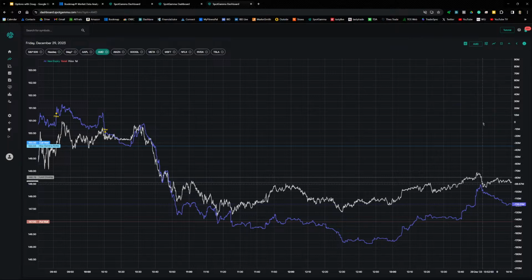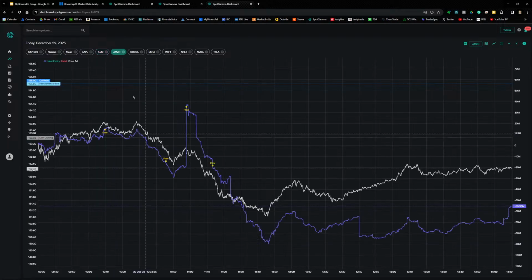Market makers take the opposite side of that, and they have to sell stock to hedge their delta exposure. The next is Amazon.